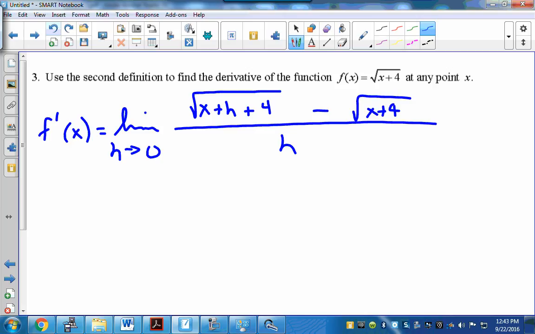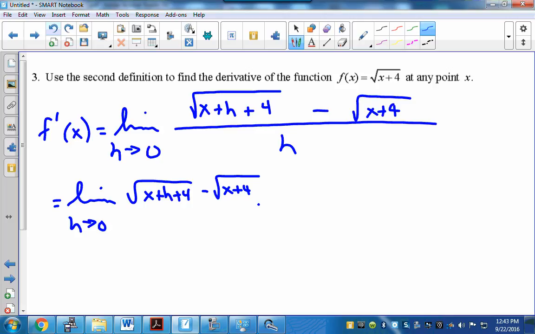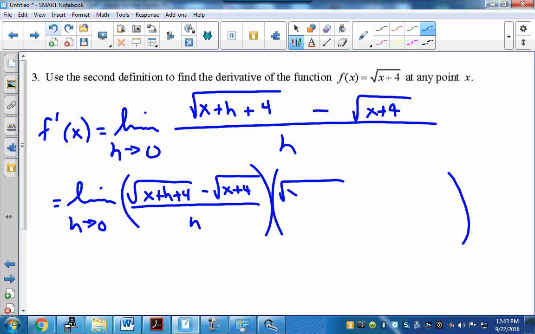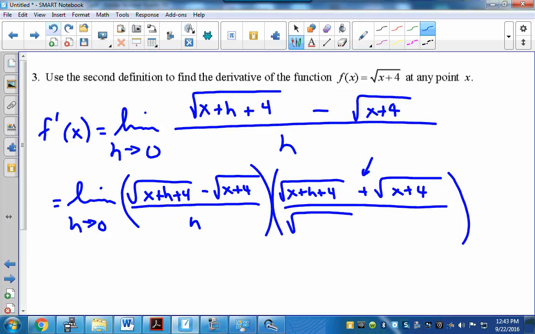And whenever you see these radicals, the conjugate idea comes into play very quickly. So this is the limit that we're trying to deal with. Take away the square root of x plus 4, all over h, and I'll multiply this by the number 1 using the conjugate. So the square root of x plus h plus 4, plus the square root of x plus 4. Conjugates, you just change the negative to a positive.